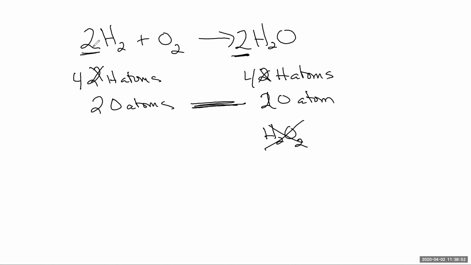Now I have a total of 2 times 2, 4 hydrogens, 1 times 2, 2 oxygens on the reactant side. On my product side, I have 2 times 2, 4 hydrogens, and 2 times 1, remember the 1's not written, although it's there, for a total of 2 oxygens. And so that would be a balanced equation.